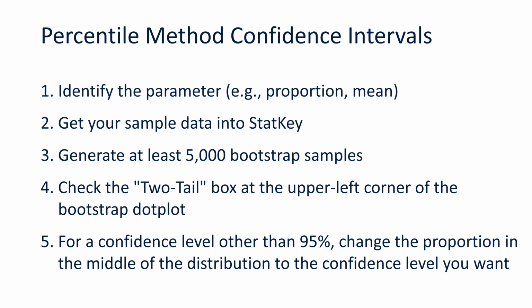Step 3, generate at least 5,000 Bootstrap samples. This will give you the Bootstrap sampling distribution. Recall, when we were in StatKey, this is the large dot plot on the left side of the screen. Step 4 is where we take that Bootstrap sampling distribution and find the confidence interval. Check Two-Tail at the upper left corner of the Bootstrap dot plot, and that will give you the 95% confidence interval by default. If you want the 95% confidence interval, you can stop there. If you want a confidence level other than 95%, you can change the proportion in the middle of the distribution to get the confidence level you want.